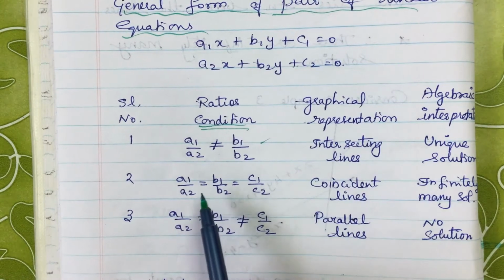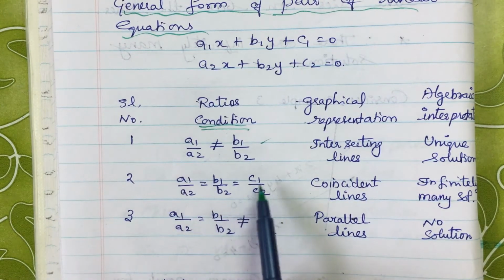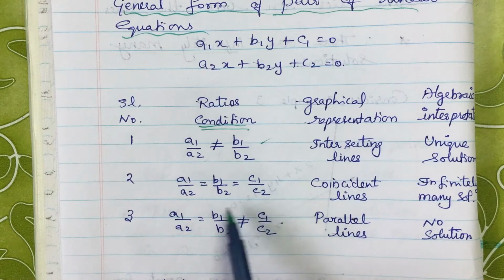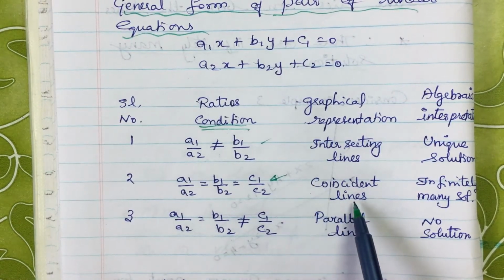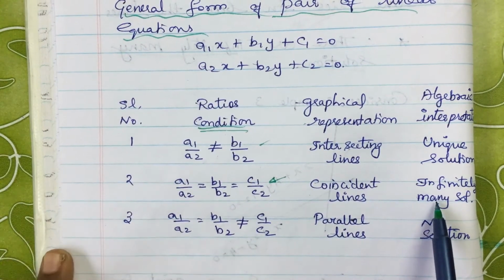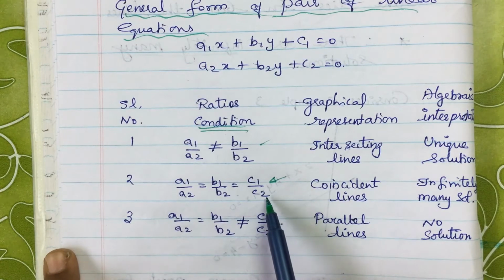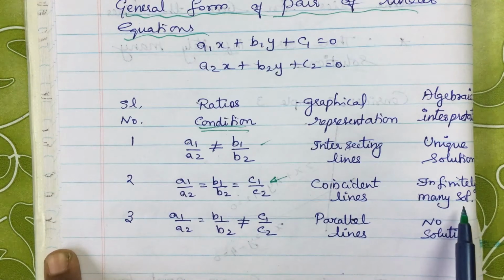Similarly, a1 by a2 is equal to b1 by b2, and that should be equal to the ratio c1 by c2. This condition should be satisfied for two lines to be coincident lines. Therefore you can interpret from this ratio that those two lines have infinitely many solutions.